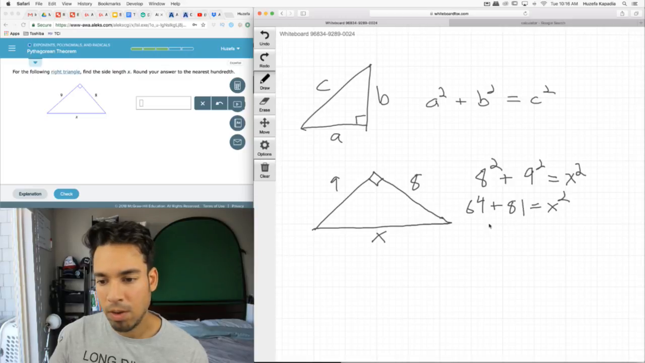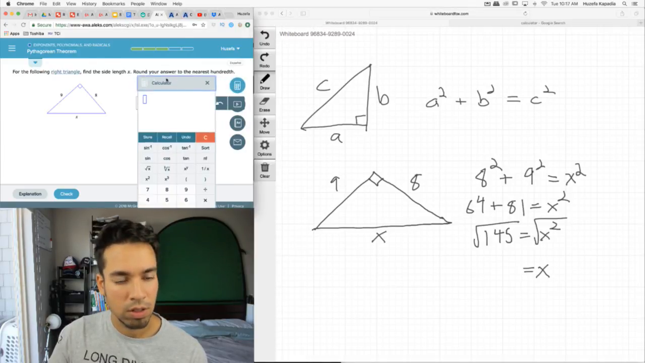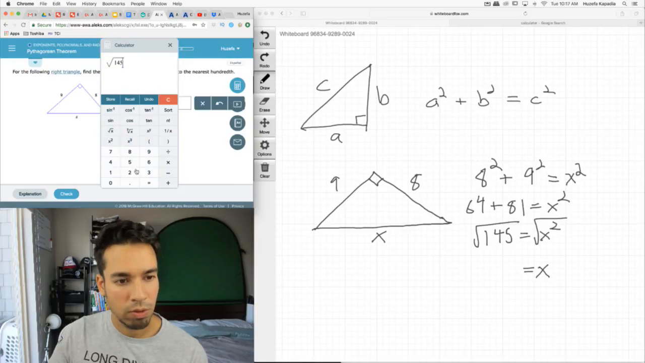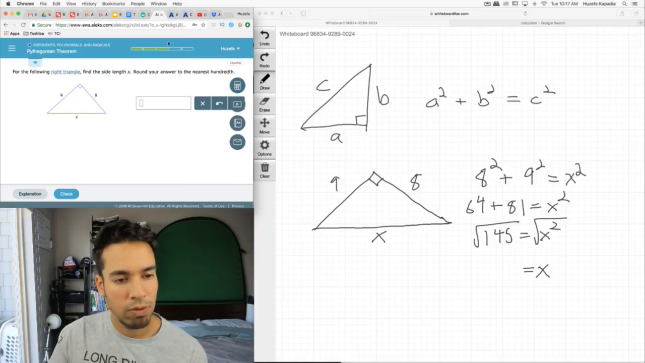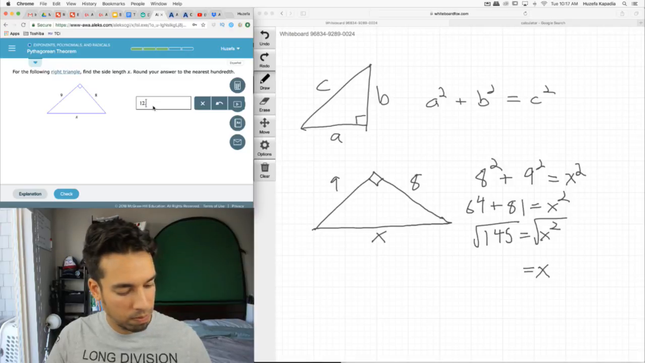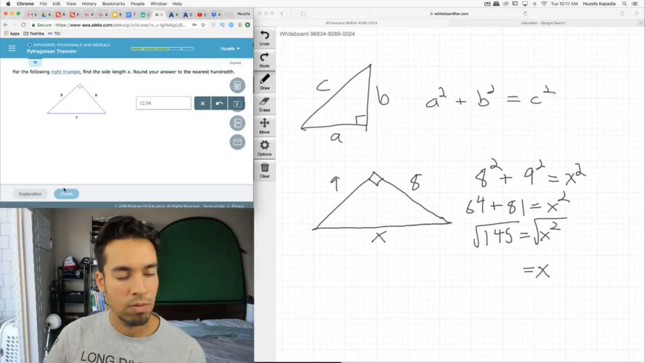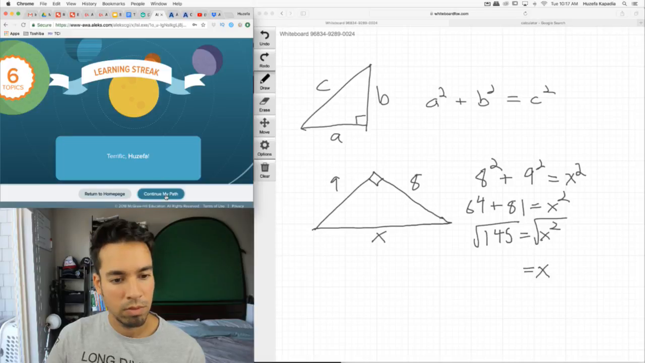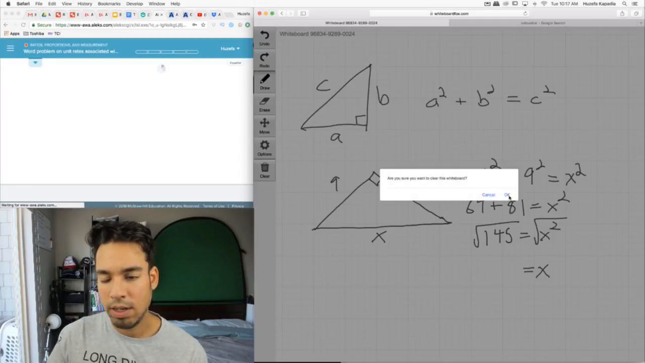Okay, right? This is 145. Very close to 12, right? 144 is 12 squared. Let me make sure I did the math right. 81 and 64. Yeah. And then x equals square root of 145. 12.04. All right, next.